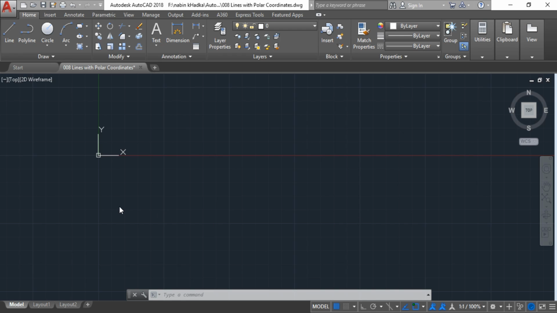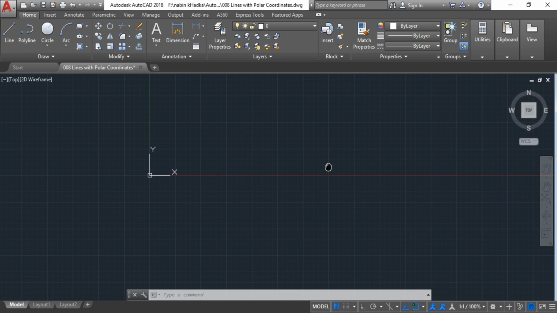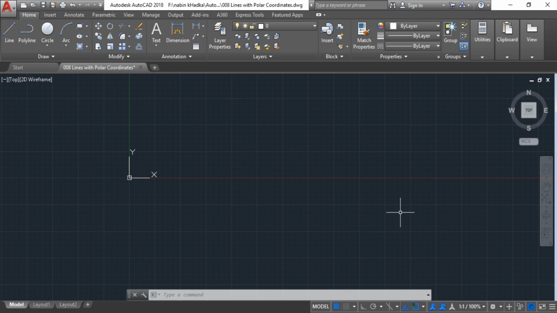In the previous lesson, we made a simple rectangle using the basic line tool, the Cartesian coordinate system, and also the direct distance entry method and the relative coordinate system as well. So we have made a rectangle using different types of systems. Now there is one more method, which is known as the polar coordinate method. We can use this method as well to make the same rectangle.